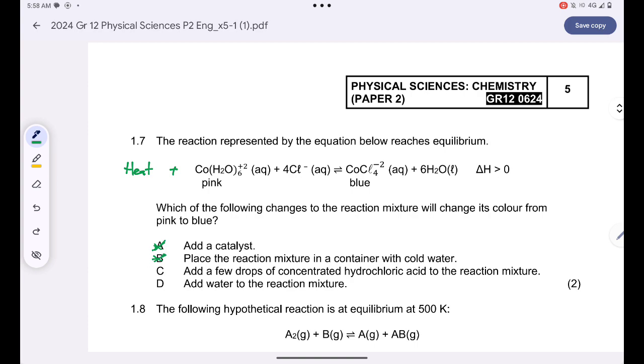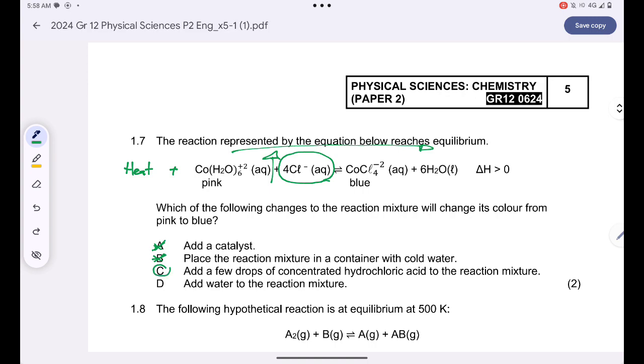And now let's check what happens if we add a few drops of concentrated hydrochloric acid to the reaction. Whenever I add a few drops of concentrated hydrochloric acid, I'll be increasing the concentration of my chloride ions. By increasing the concentration, the equilibrium will shift towards the right, or you can say I will favor the forward reaction. Are you together? Whenever the forward reaction is favored, the color will change from pink to blue.